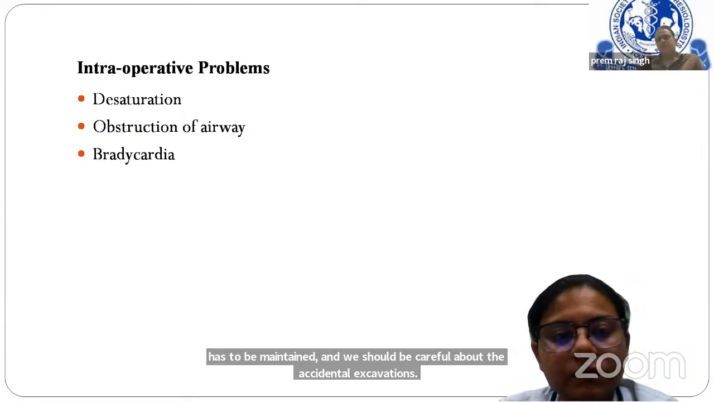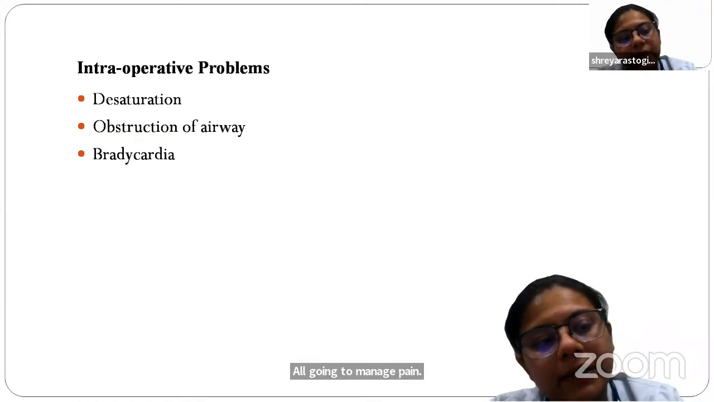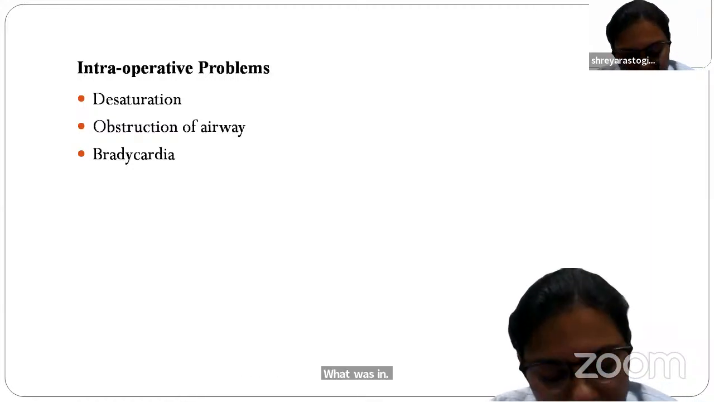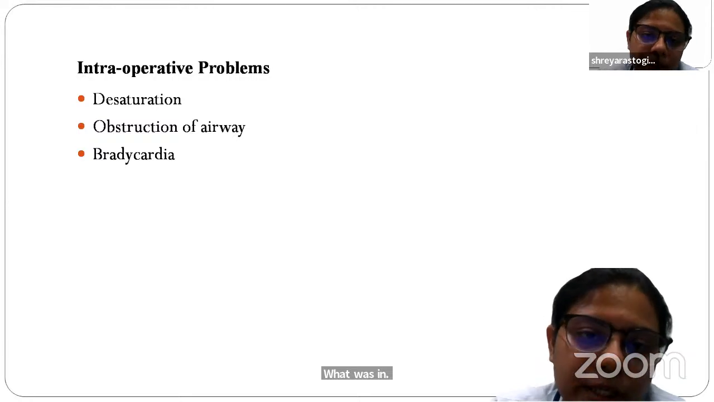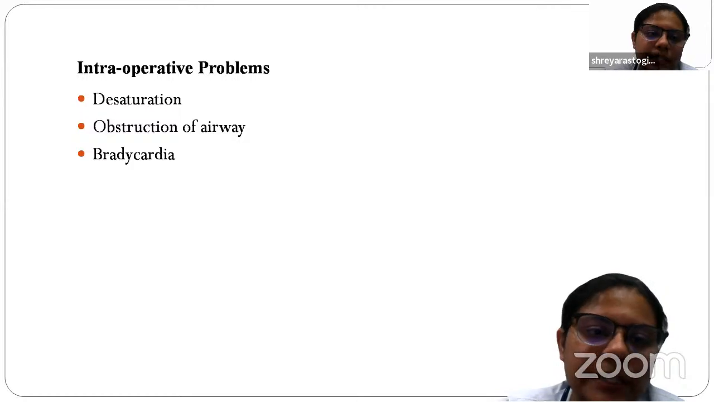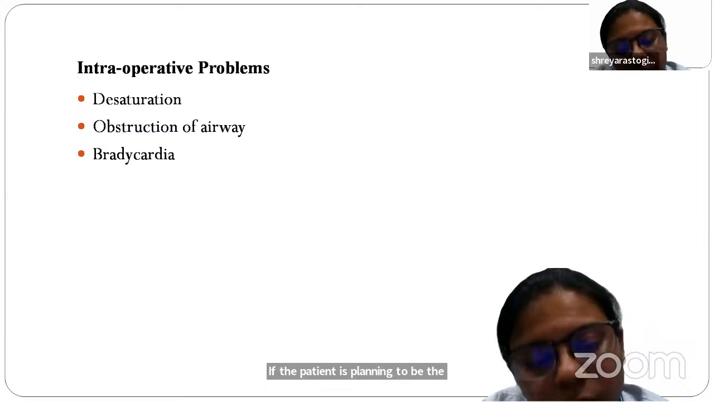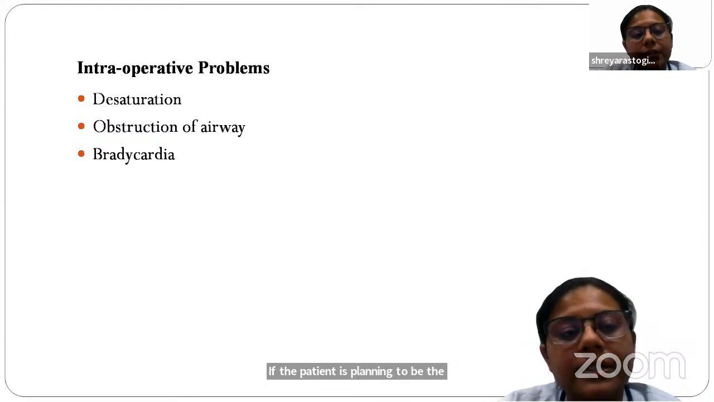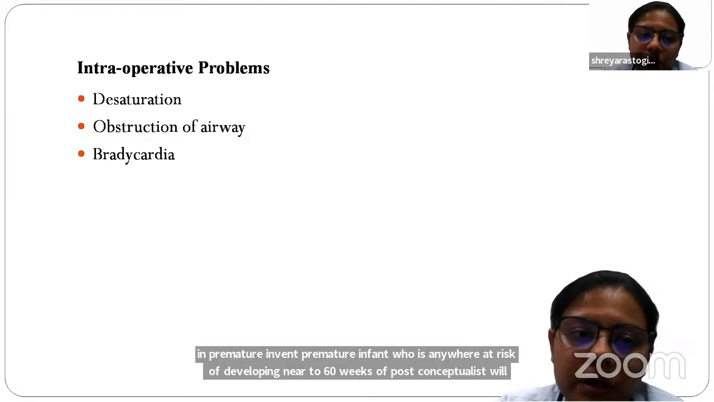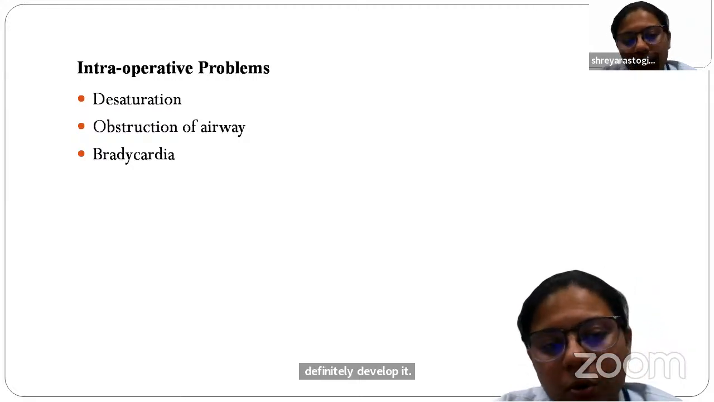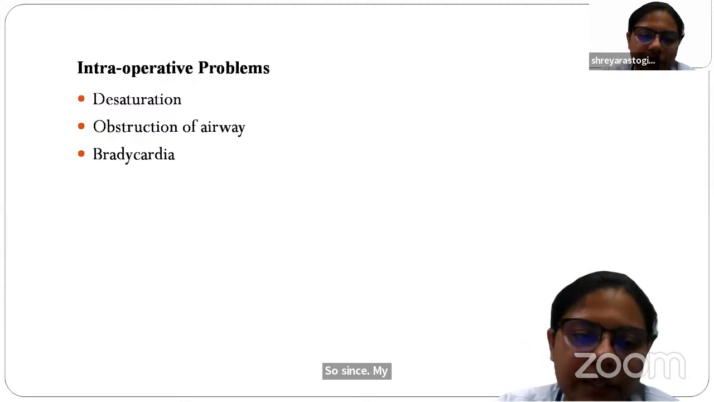Okay, so how about pain control in this patient? How are you going to manage pain? So for pain control, one of the criteria we use is whether we are planning to extubate the patient or not. If the patient is to be extubated, the dose of IV opioids has to be reduced. Otherwise, a premature infant, who is anyway at risk of developing apnea till 60 weeks of post-conceptional age, will definitely develop it. So a lower dose of opioid is used if we are planning to extubate. If not, then we can give it.